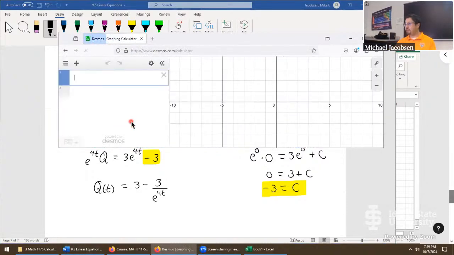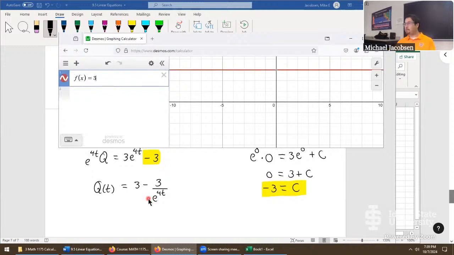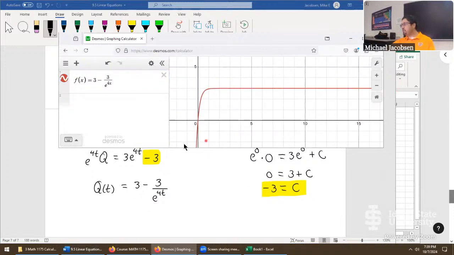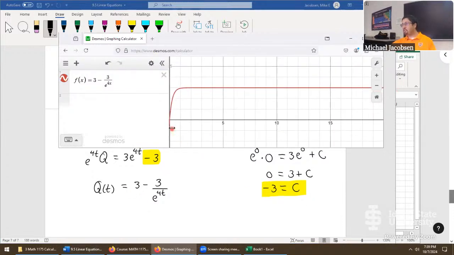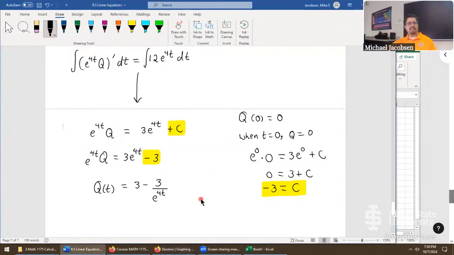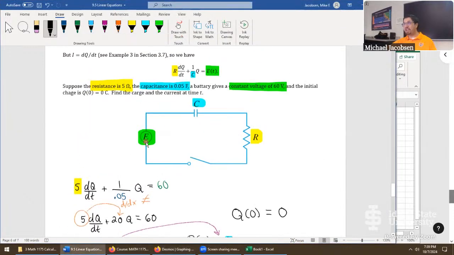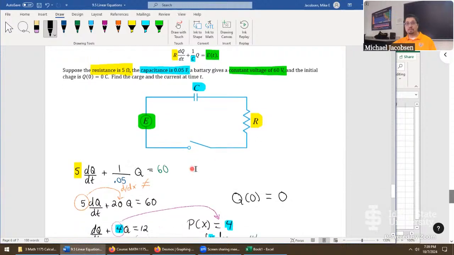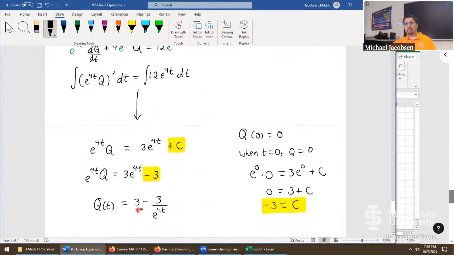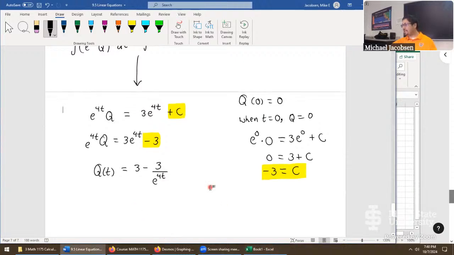So let's plot our function. Let's call it f of t, or x rather. Think of these as x's: 3 minus 3 over e to the power 4x. And this is what the charge is doing. Looks like it starts at time 0. It rapidly increases to a charge of 3, and then the machine carries on as before. That makes sense, right? You turn it on, and then something happens. The whole system rapidly reaches the charge of 3, I think it was coulombs. I guess that does make sense when you think about it.